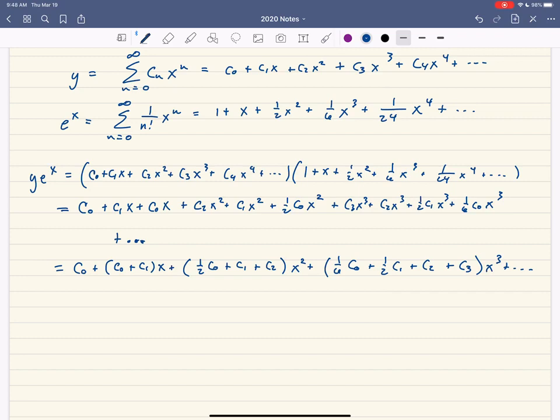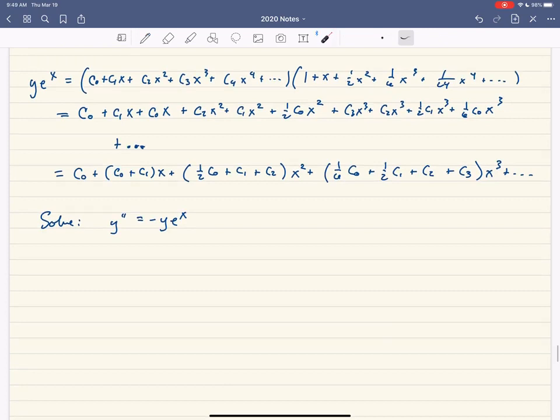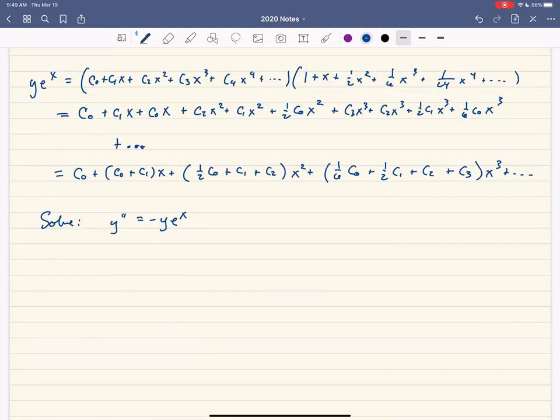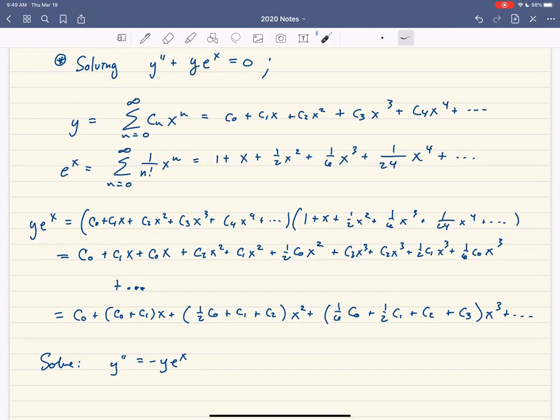Remember that our differential equation that we were trying to solve was y double prime plus y e to the x equals 0. So let's just move y times e to the x to the other side. Let's try and solve that. We have a power series for the right side. That's actually the hard part of this problem, getting that power series. And y is going to be the same. We already have a formula for y. We know that y is the sum of c sub n x to the n.